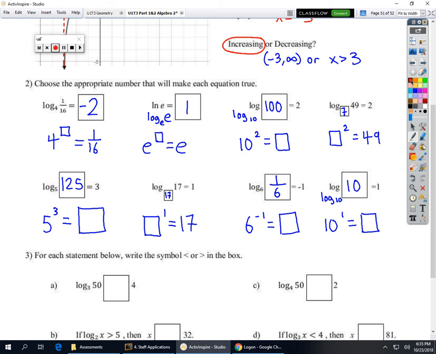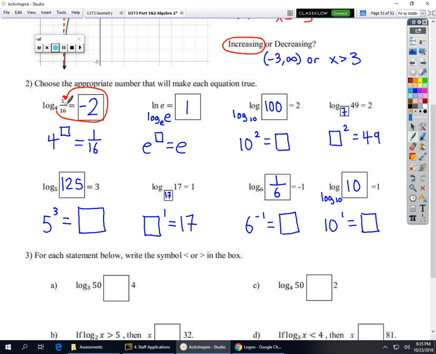Generally with logs, it can be really confusing. So there is a nice trick that people do. It's a thing that they draw. What they do is they start at the log base, and they loop around to the number inside the log. And this is how you would change logs from logarithmic form to exponential form. 4 to the power of negative 2 equals 1 over 16.